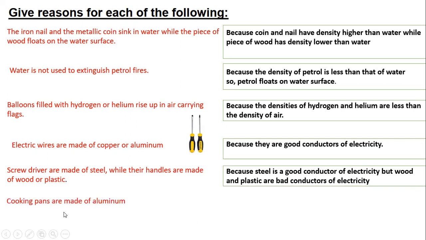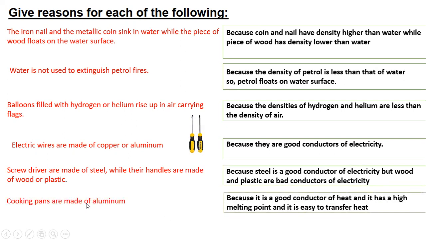electricity. Cooking pans are made of aluminum because they are good conductors of heat, and they have a high melting point. But sometimes you see the handles of cooking pans, where you catch them, are made of wood or plastic or glass. Why? Because they are bad conductors of heat.